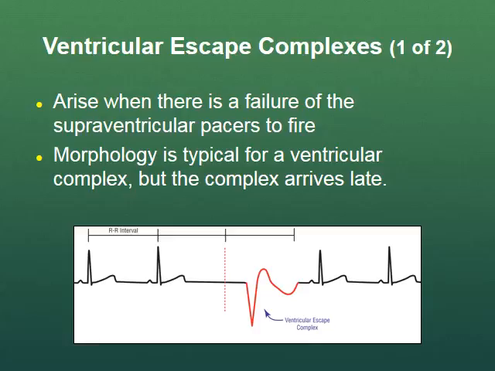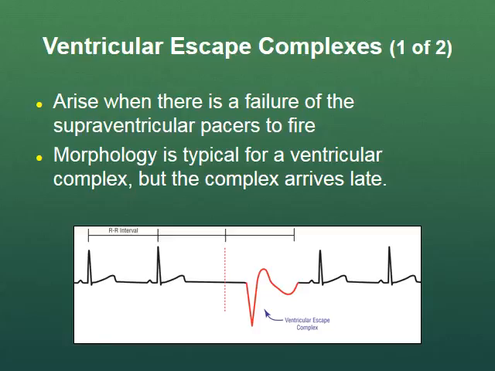Okay, now, just like we talked about junctional escape complexes, same thing here, except if the AV junction fails to fire, then we're going to have a ventricular escape complex, hopefully. Whenever there's a supraventricular pacemaker failure, this is what we should have. The morphology is going to be similar to a PVC, but the complex is late rather than premature.